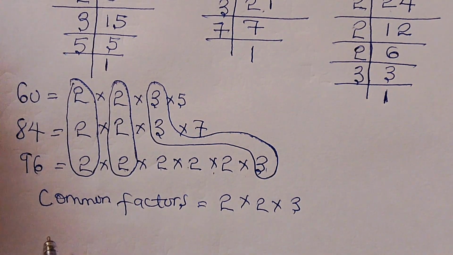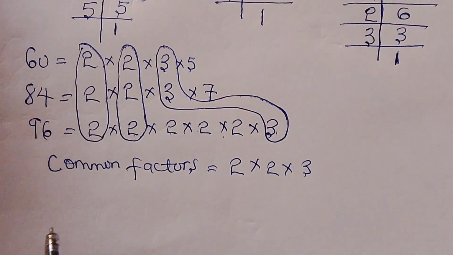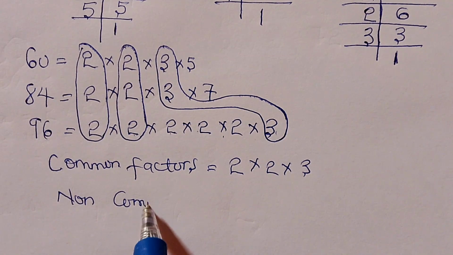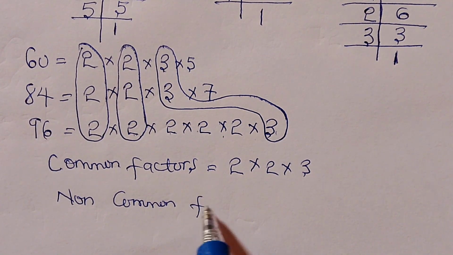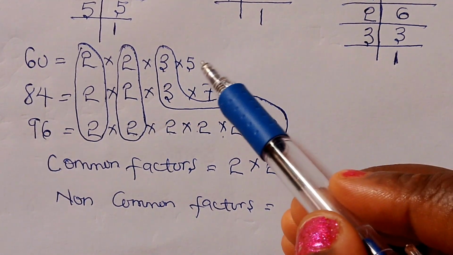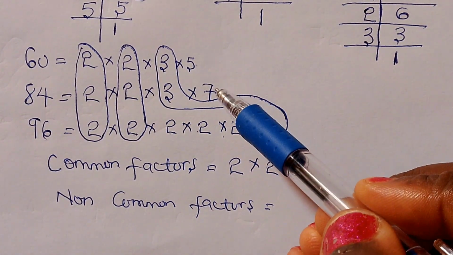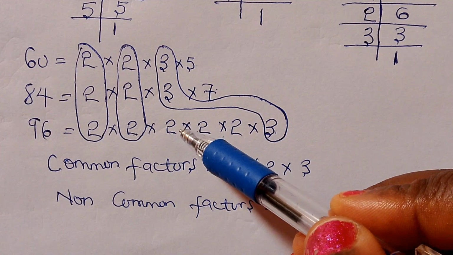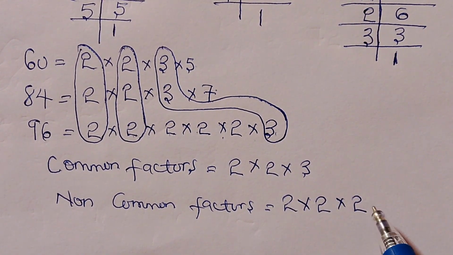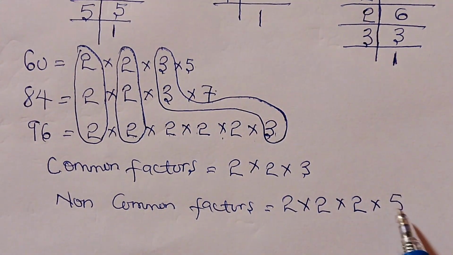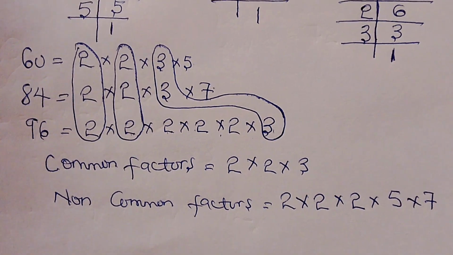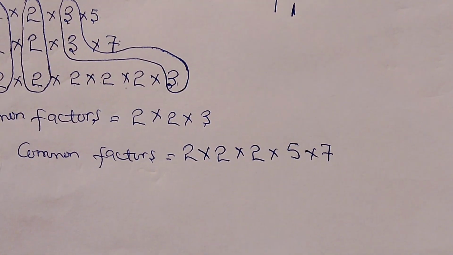Then we have the non-common factors. So we have 5 and we have 7. We have 2, so we have 2 by 2 by 2 by 5 by 7. Okay, so now we are going to multiply them out.